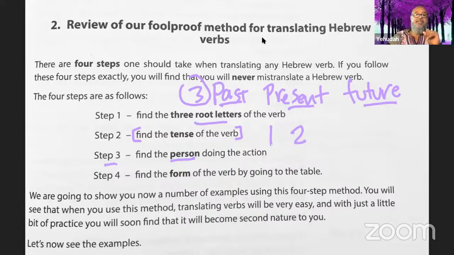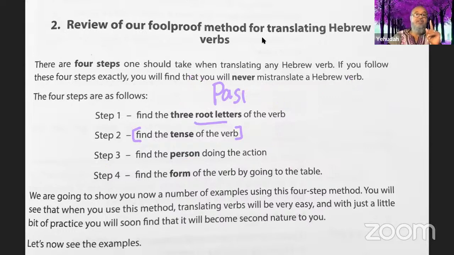Now, when it talks about these steps, you cannot break down, parse, or translate a verb without following these steps exactly the way that they have it outlined. If you try to do it any other way, you're going to get lost in the sauce. You're going to get lost, okay? Because this is the way that they put the puzzle together, okay?